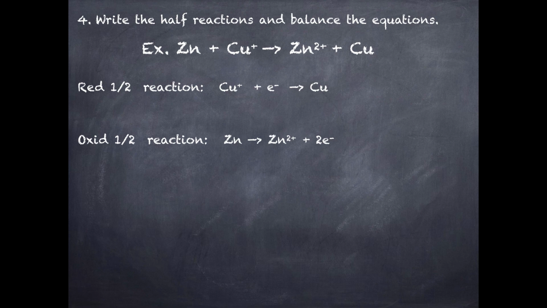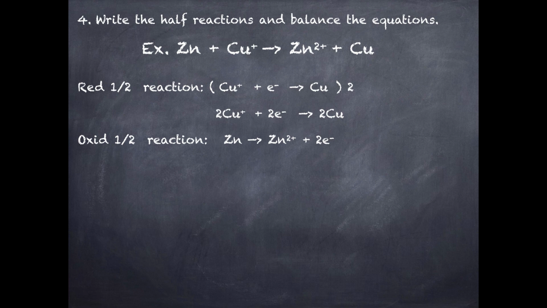Here's your issue. I need to make sure that the number of electrons I gain equals the number of electrons I lose. So what I'm going to have to do is take my reduction half reaction and multiply that entire thing by 2 in order to make sure that I'm gaining 2 electrons, because I'm going to be losing 2 electrons. So this would become 2 copper ions plus 2 electrons produces 2 copper atoms. And now, and only now, can I add these reactions together.